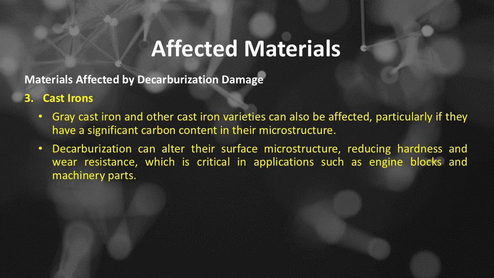Number 3 of materials affected by decarburization damage is cast irons. Gray cast iron and other cast iron varieties can also be affected, particularly if they have a significant carbon content in their microstructure. Decarburization can alter their surface microstructure, reducing hardness and wear resistance, which is critical in applications such as engine blocks and machinery parts.